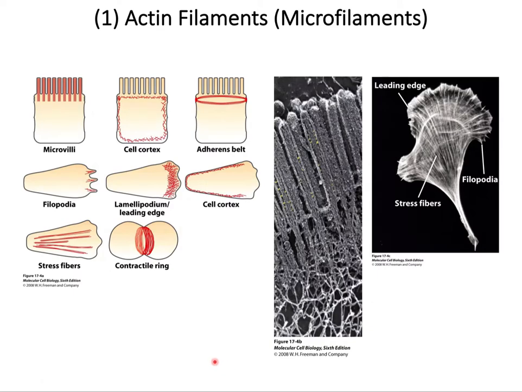So depending upon the cell type, you will find the actin filaments or microfilaments in different places in the cell. Say for example, for these top 3 panels, these are polarized cells. So for example, here in these polarized cells, we have been talking throughout the course. You can see the dense accumulation of actin in the microvilli, in the cell cortex, or around the edge of the cell. This structure is known as the adhesion belt.